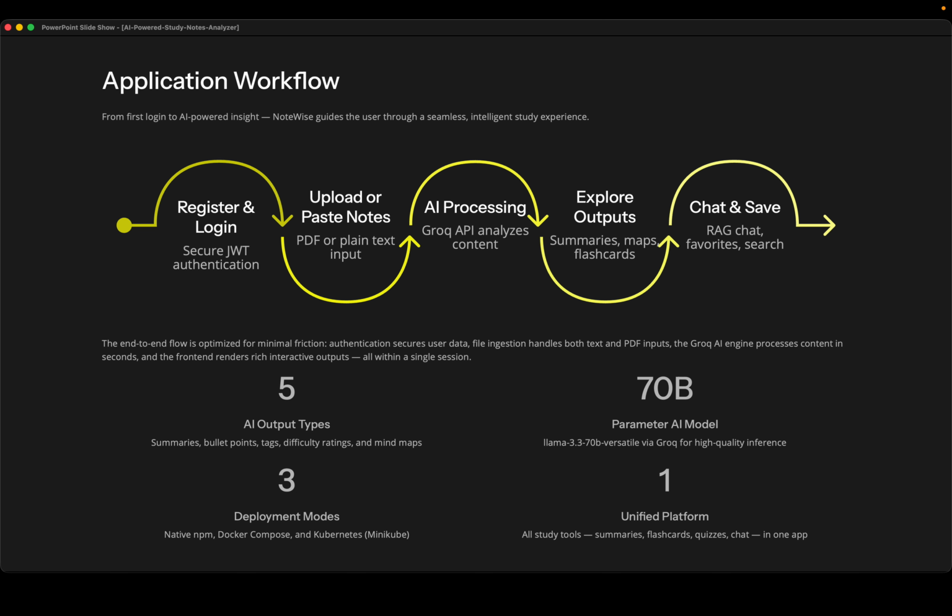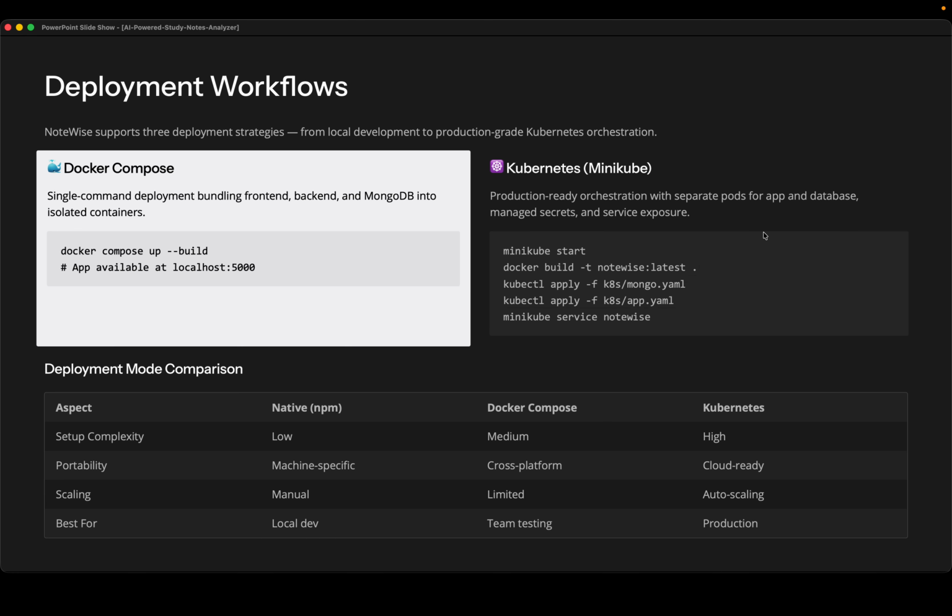So this is the main flow of our app. Whenever a user registers or logs in, it is secured using JWT authentication. Next, the user uploads notes and AI processes it, and we can explore our outputs such as summaries and mind maps. Next, we can chat with our PDFs which our input has. It's a RAG based chat.